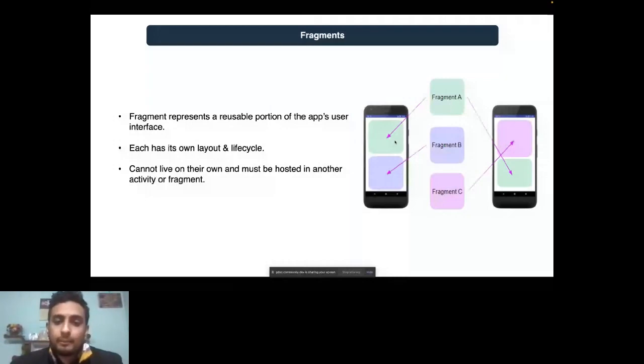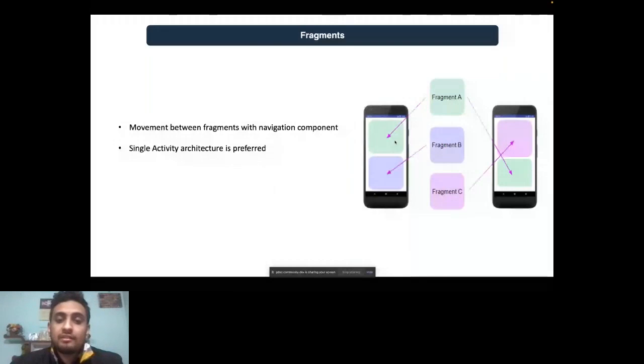Okay, so movement between fragments. You can also navigate between different activities. For example, you might have been using intent to move from one activity to another using startActivity. When you are using fragments, there is something called the navigation architecture component. Google back in 2018 introduced an architecture to build your apps more scalably, easily, and efficiently.